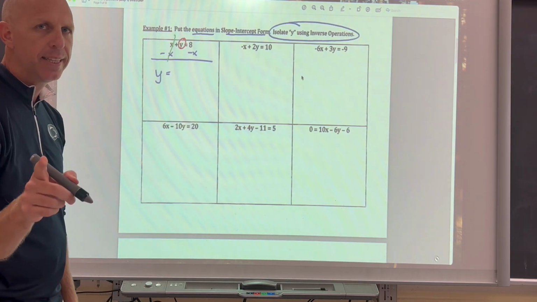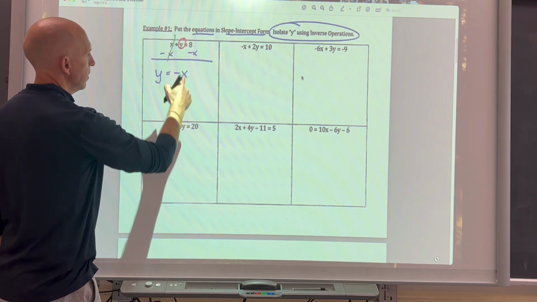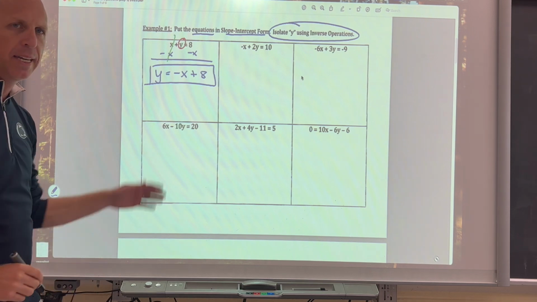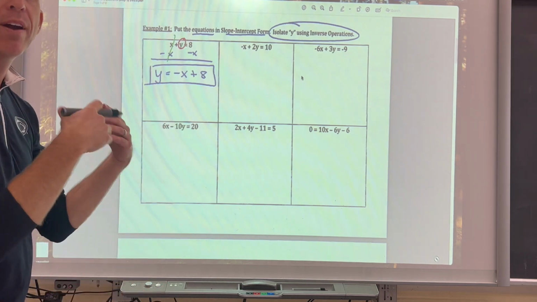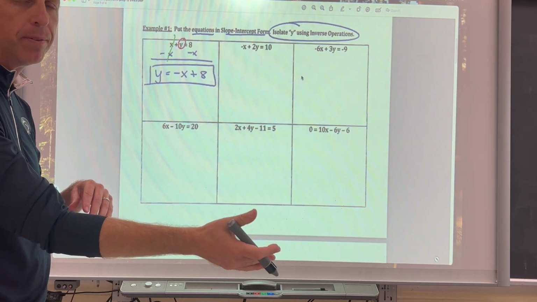Now watch how I write this. I put the x term first. Negative x plus 8. This is what we call slope-intercept form. We have rewritten the equation so that y equals some expression.